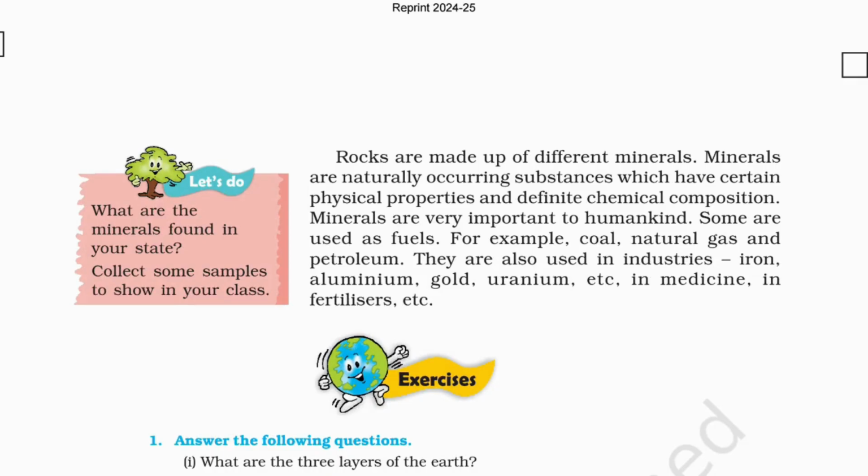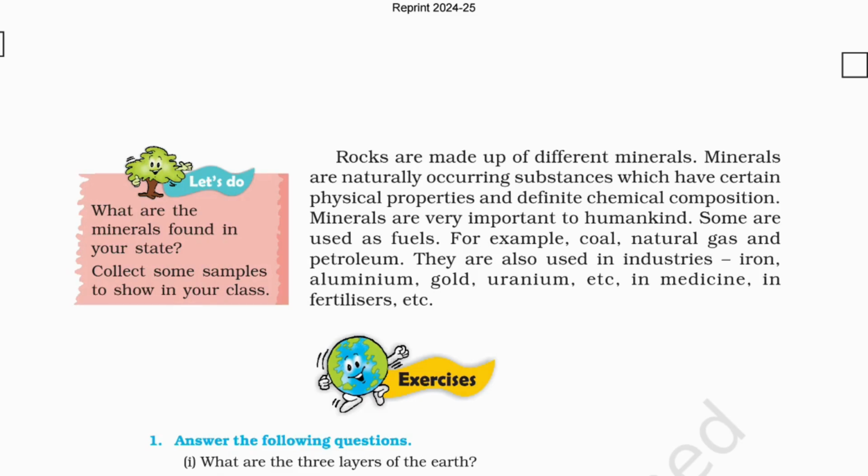Now rocks are made up of different minerals. What are minerals? Minerals are naturally occurring substances which have certain physical properties and definite chemical composition. So this is the definition, that minerals are naturally occurring substances which have certain physical properties and definite chemical composition. You can't change its chemical composition.